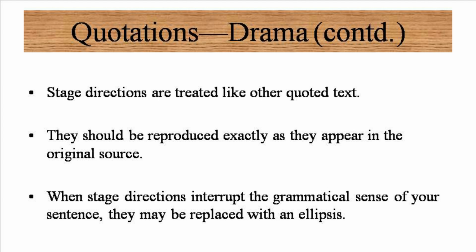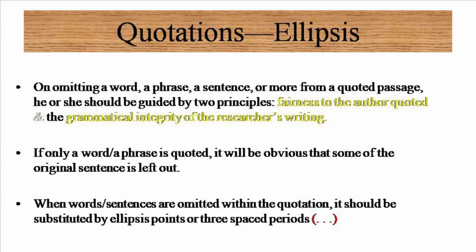Stage directions in a drama are treated like other quoted text. They should be reproduced exactly as they appear in the original source. When stage directions interrupt the grammatical sense of your sentence, they may be replaced with an ellipsis. While omitting a word, a phrase, a sentence, or more from a quoted passage, the researcher should be guided by 2 principles: fairness to the author quoted and also the grammatical integrity of the researcher's writing.